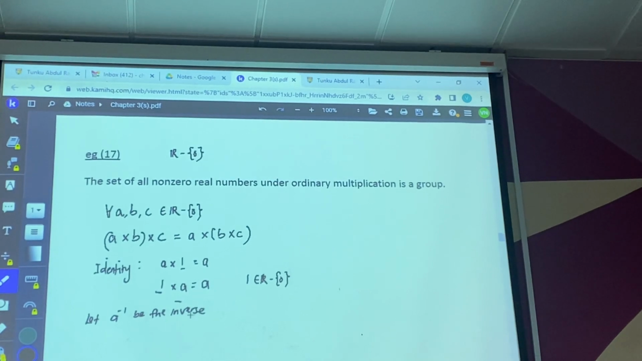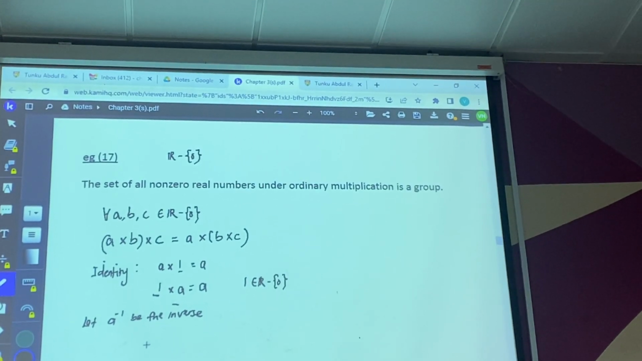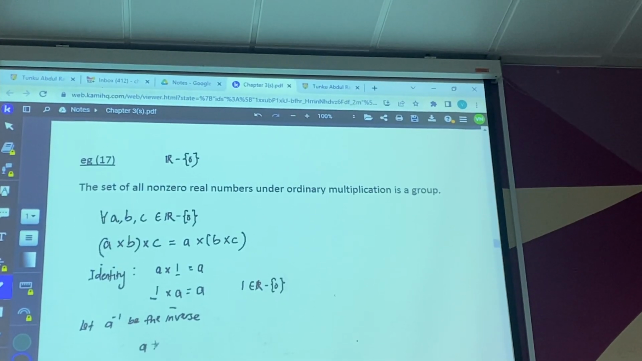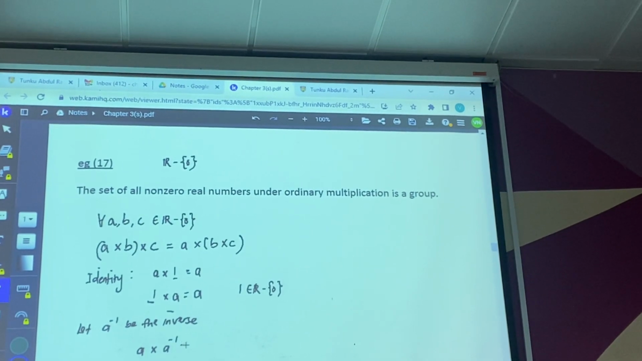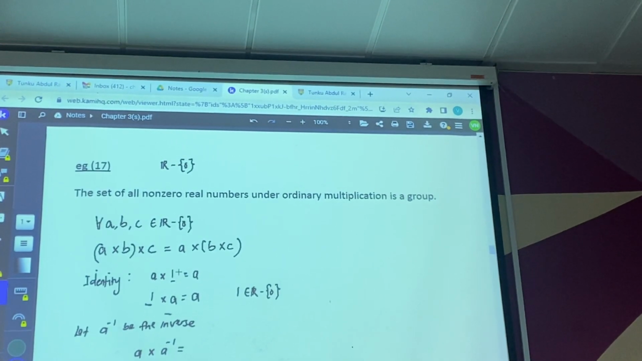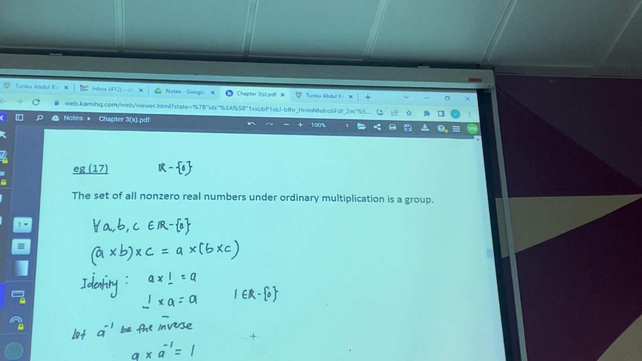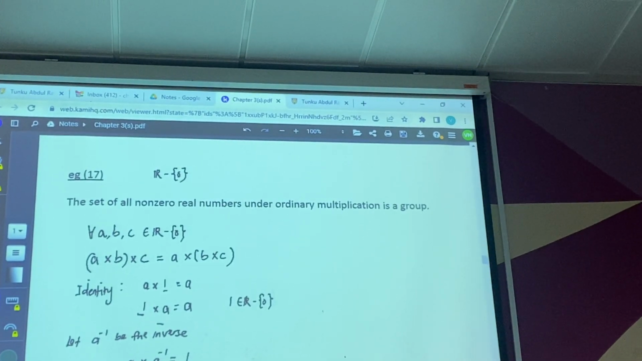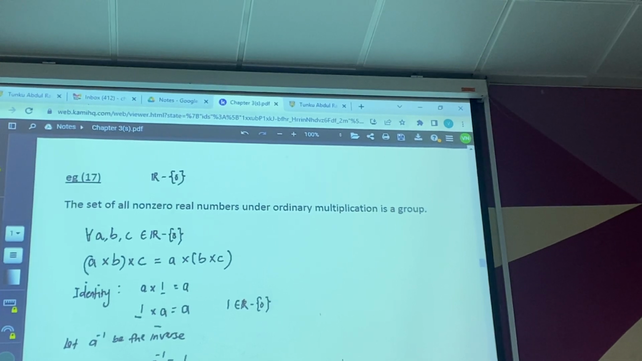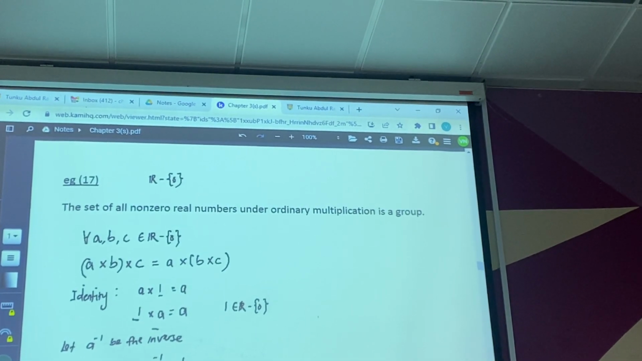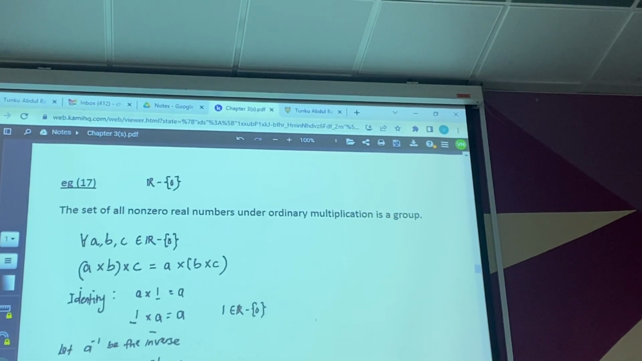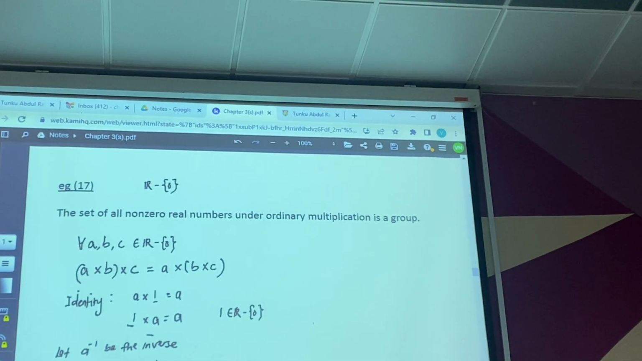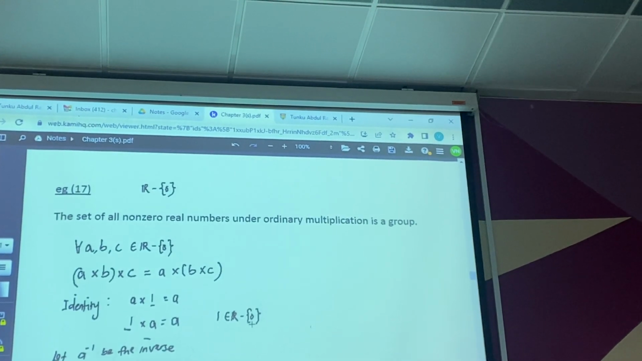When A inverse is the inverse, we will have A multiply A inverse, and it must be equal to the identity, which is 1. When you multiply by the inverse, you get back the identity. Same also on the left-hand side: A inverse multiply A, you should get back the identity. What is the A inverse here?